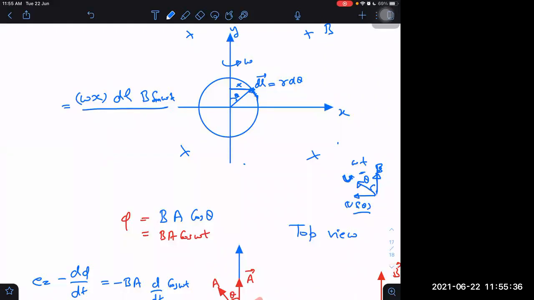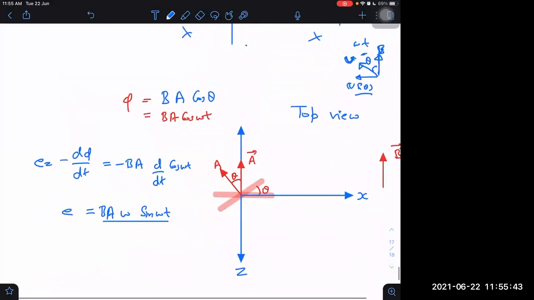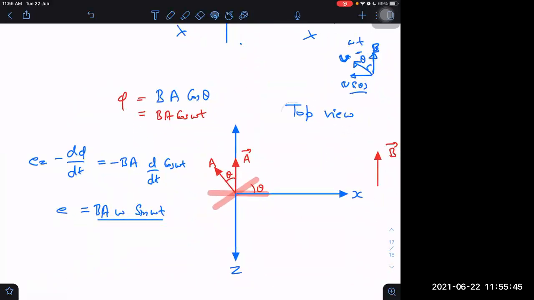Sir, we can prove that sine theta when we go to the top view, sir. In this top view, DL should be perpendicular to B bar. This is V bar, and this is B. The angle between them is theta, right? Now perpendicular means sine theta only. Correct. Should be perpendicular to V cross B. Yes, sir.